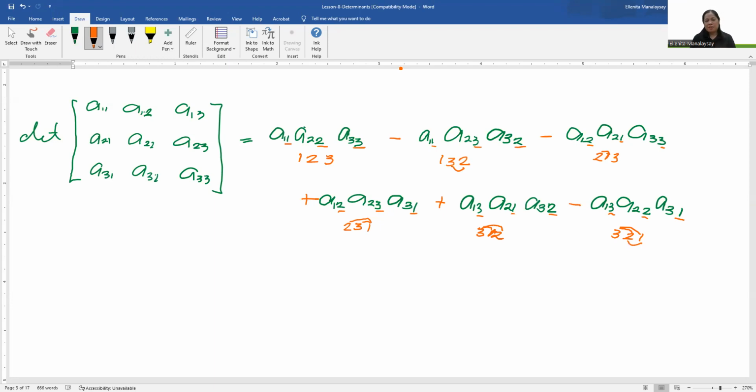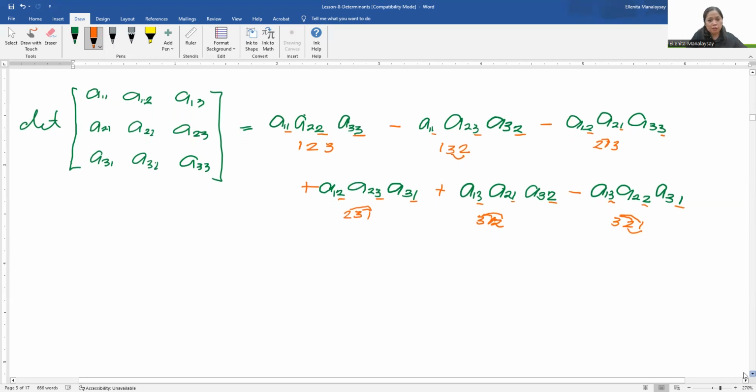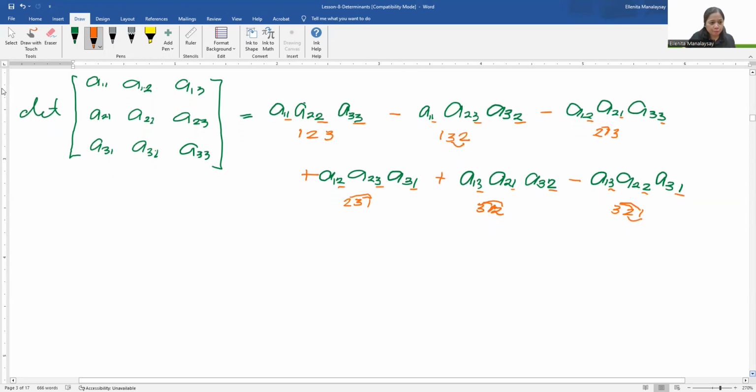Medyo komplikado po, medyo nakakalito po, papaano po namin matatandaan? So there is another strategy, but that strategy does not really deviate from this definition. Nagkaroon lang ng pattern, and that is through Sarrus's rule. Okay, sa Sarrus's rule, paano naman yung process? Taas ko lang to ng konti para may space. And we will compare these two.